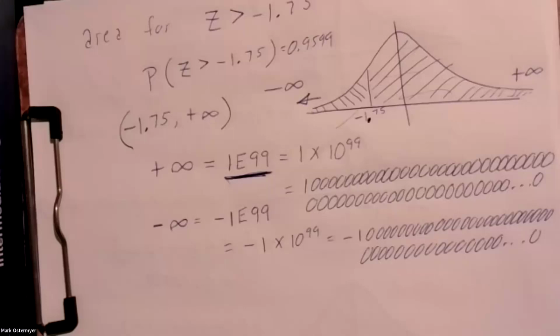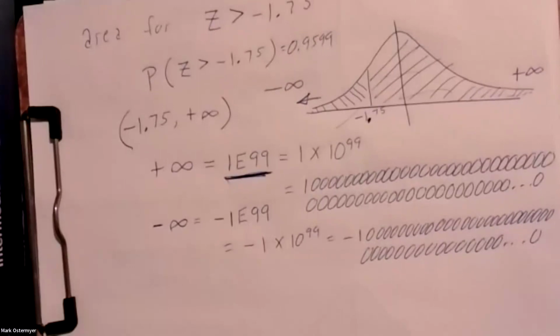Well, you could subtract the 0.9599 from 1. That would give you the lower tail area. All right. Is this calculator making any sense, ladies?